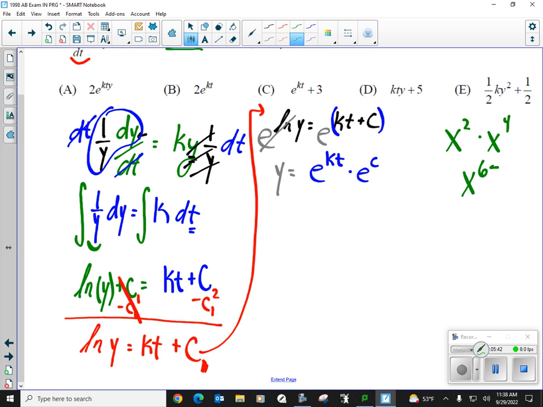How come? Because this is 2 plus 4. I add exponents. So how did I add exponents? I multiplied them together first with similar bases. I multiplied the base and I add the exponents. All right, here we go. E is a constant, okay? And C is a constant. If I have a constant raised to a constant, that's still a constant.